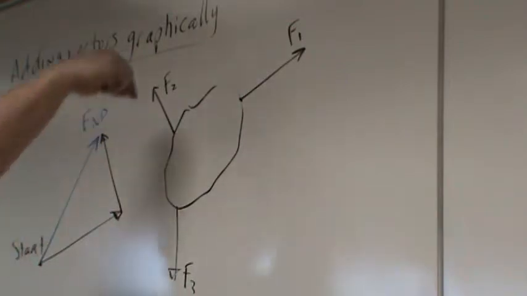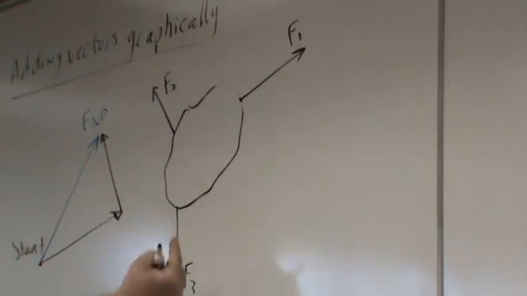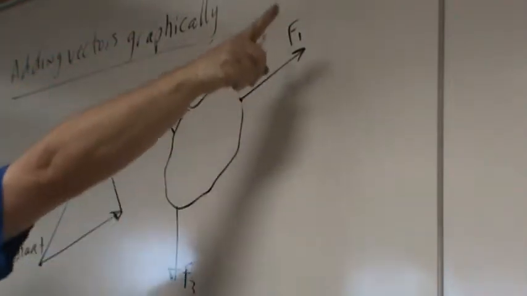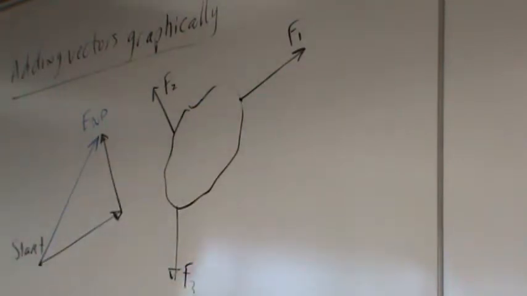Because this force is going to make this rock want to go down, this force is going to make it want to go that way, this force is going to make it want to go that way. Well, what if all three forces are acting? What does this object do? And the way I can find that is by adding these three forces together.